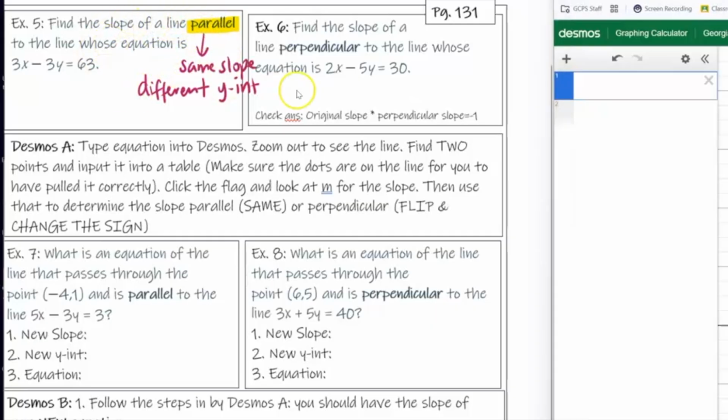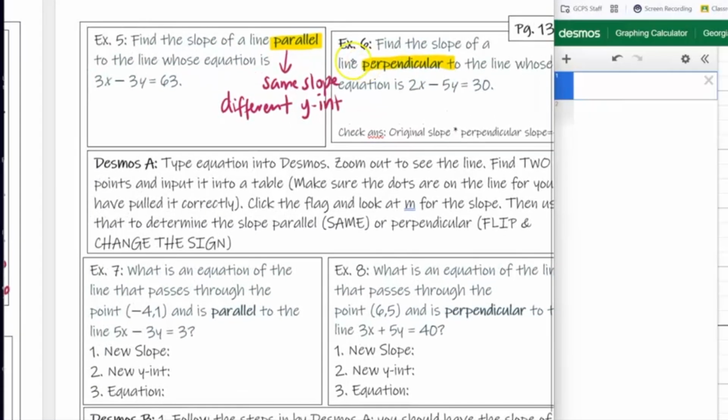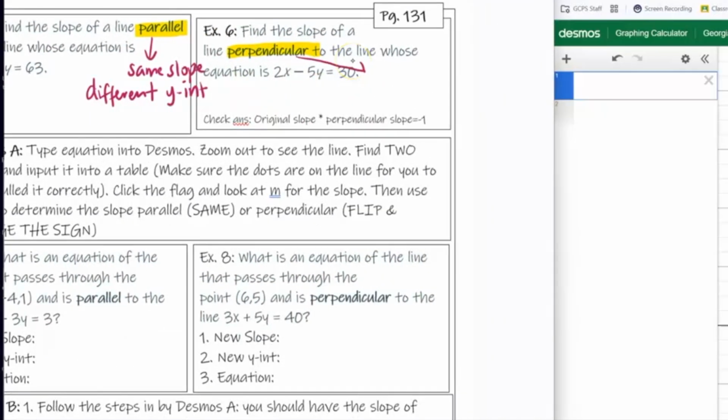So you're going to do this question and I'm going to do this one. For my question, it says find the slope of a line perpendicular. And what do I know about perpendicular? What you're going to do is take the slope, flip and change the sign. On top of that, once I have those two slopes, I'm going to check my answer by saying the original slope times the perpendicular slope must be reciprocal to one another, which means when I multiply them, they must equal -1.